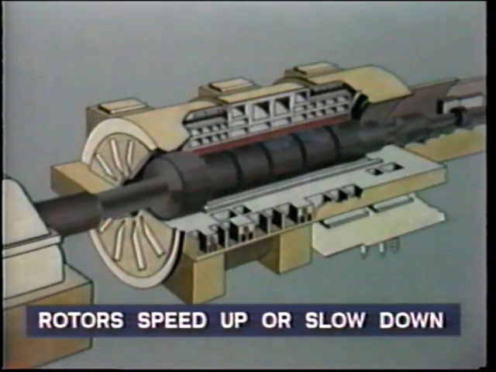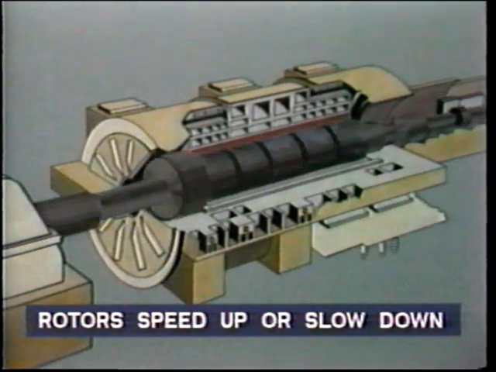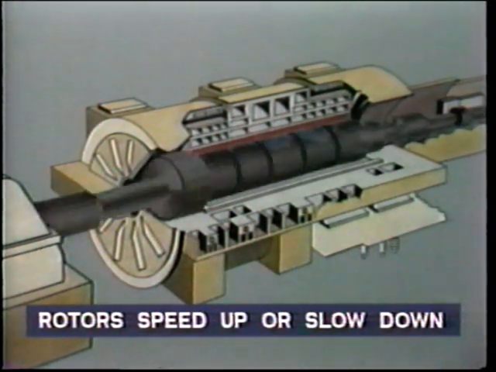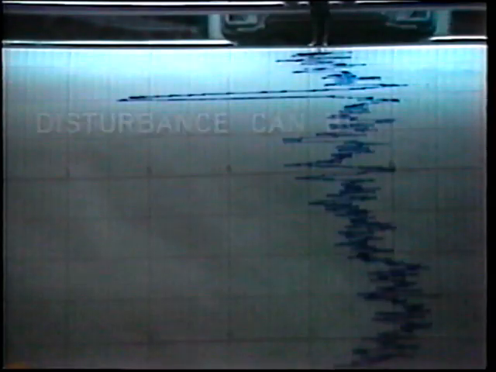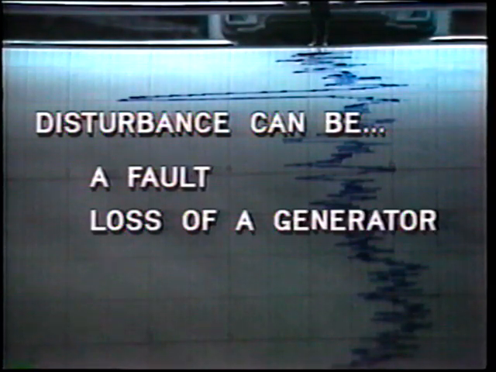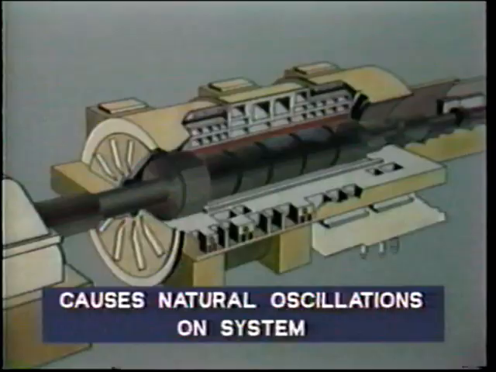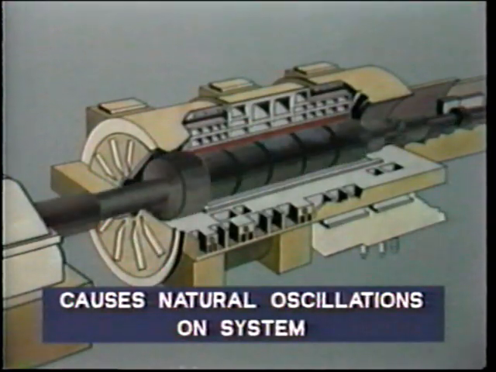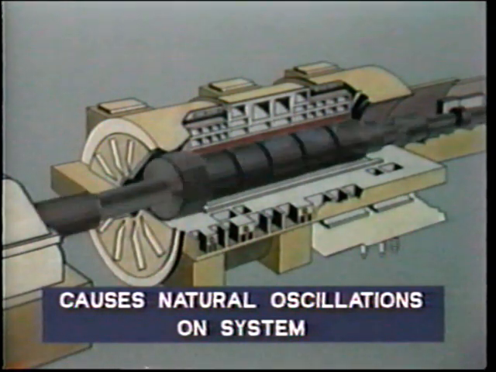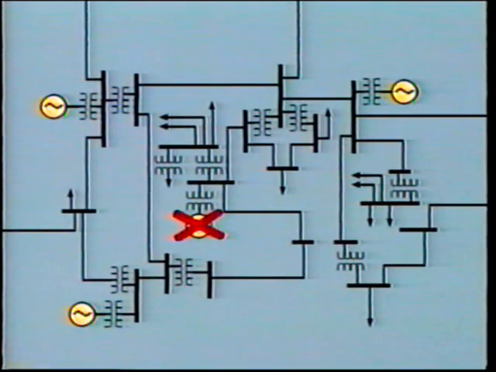As you know, instability can occur when the rotors on the synchronous machine speed up or slow down in response to some disturbance. The disturbance can be a fault, loss of a generator or line, or a load change. This acceleration and deceleration of the rotor causes natural oscillations on the system that usually die out in time. Consider, for example, the loss of a generator on this power system.